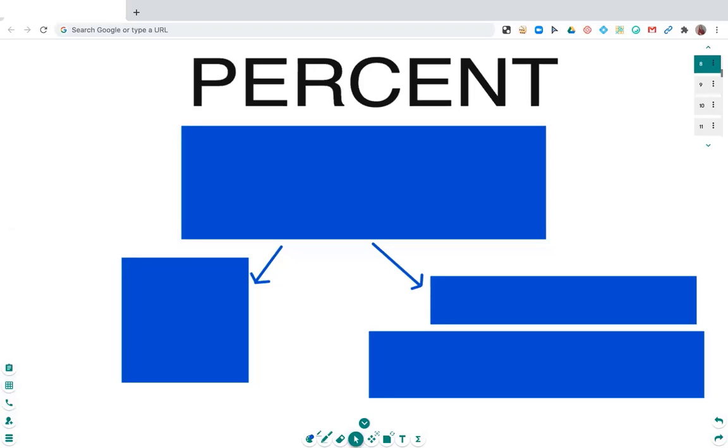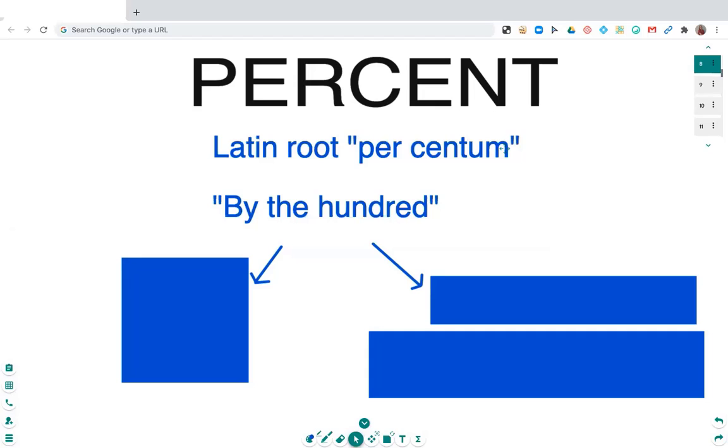Today, I'm going to be covering the meaning of percent, and I'll also be talking about how to convert between fractions, decimals, and percents. So here at Made for Math, the first thing we like to do with new vocabulary is break down the meaning of the word. Percent comes from the Latin root percentum, which means by the hundred.